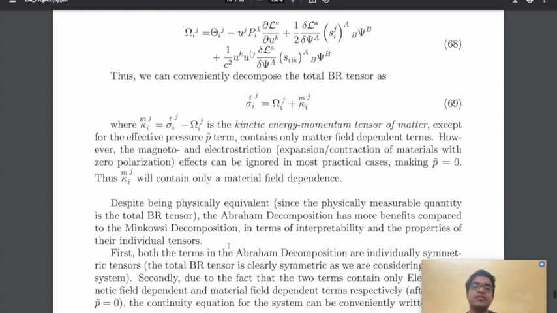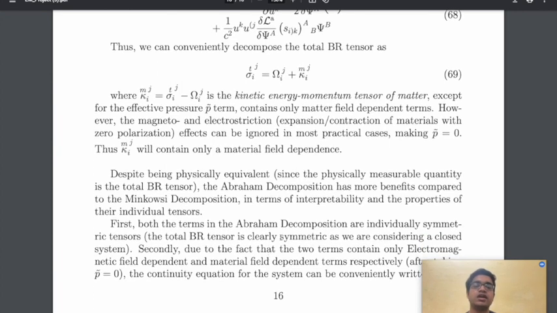Now, except for this effective pressure term, only matter field dependent terms are in this kappa tensor. And even this effective pressure term being non-zero happens only when there is electro or magnetostriction, where expansion or contraction of the material happens with no polarization. If and when you ignore that, which is true for most cases, you just have your effective pressure to be zero.